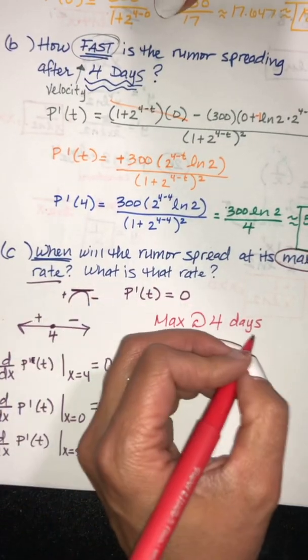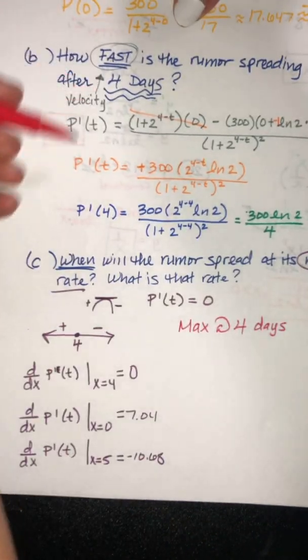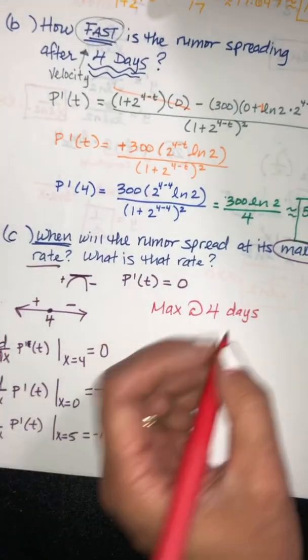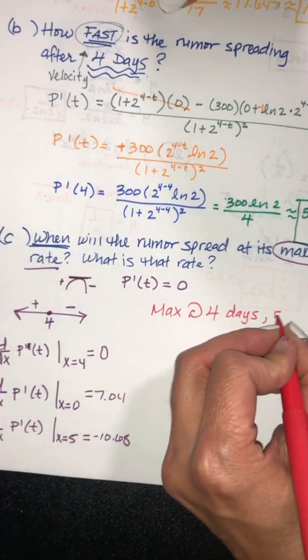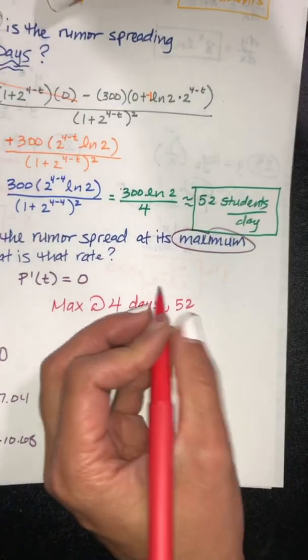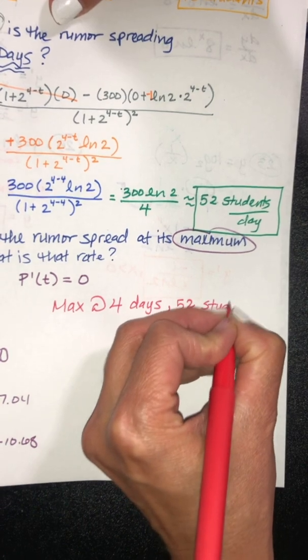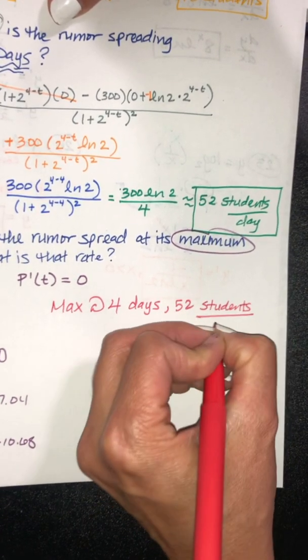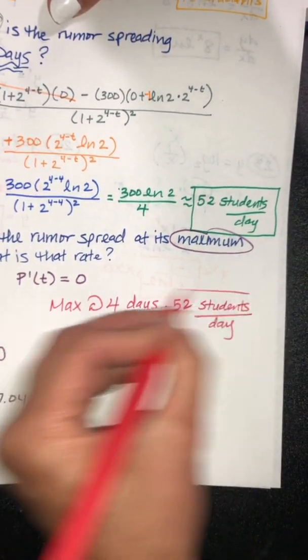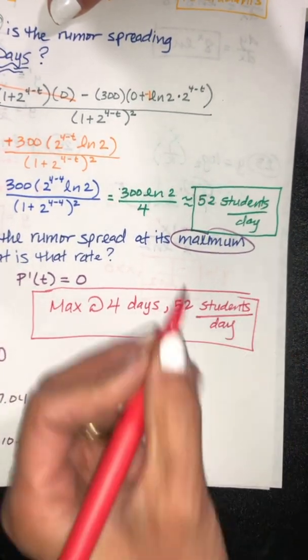And what is that rate? Well, we already know that at 4 days, the rate is 52 students per day. So 52, sorry, I'm out of room, students per day. And that's the answer.